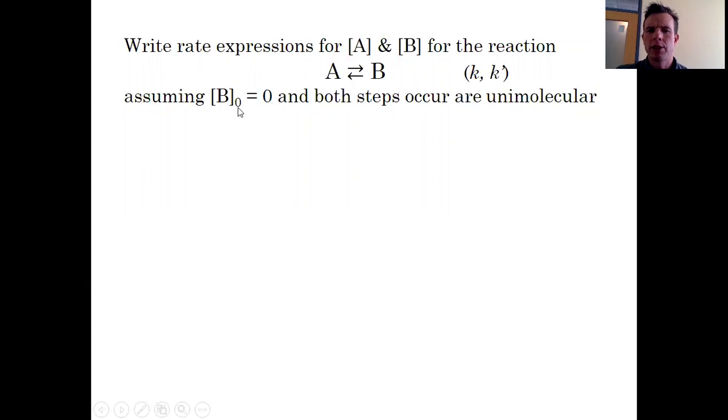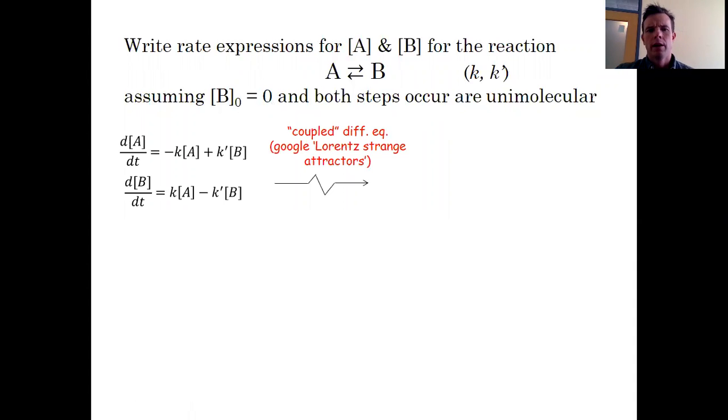I'm going to assume that there's initially no B present and derive rate expressions for the concentration of these reagents. If you do that, here's what you end up with. You lose A if the forward step goes, you gain it if the reverse step goes. The flip is true for B, and so you get these two sets of equations. They're a little more complicated to solve than you might expect. Again, they're coupled differential equations. If you want to see some cool examples of this, just Google Lorenz strange attractors.